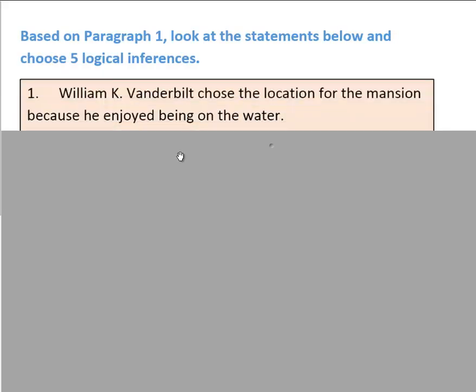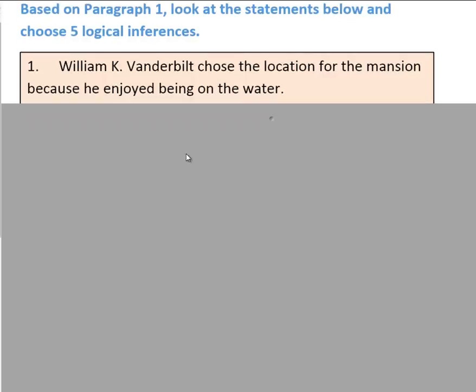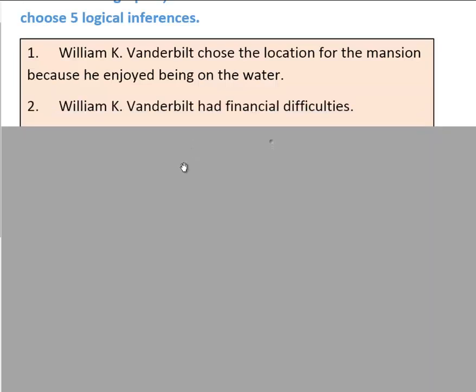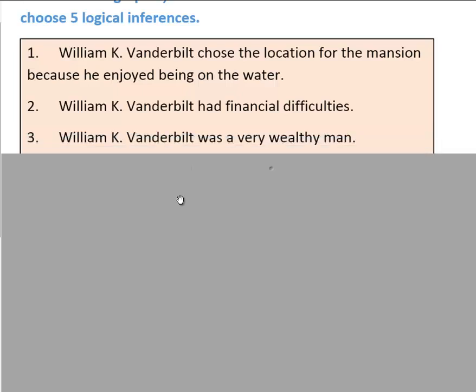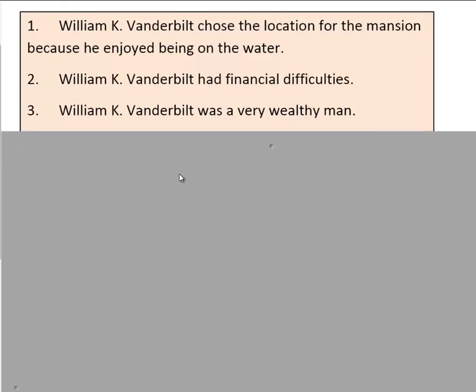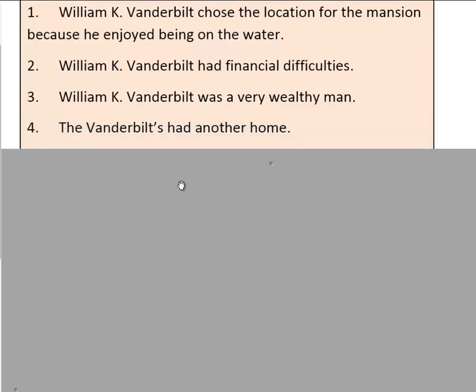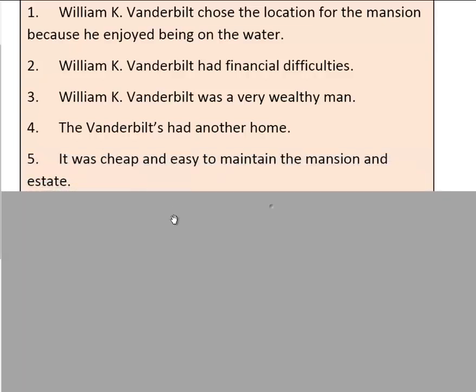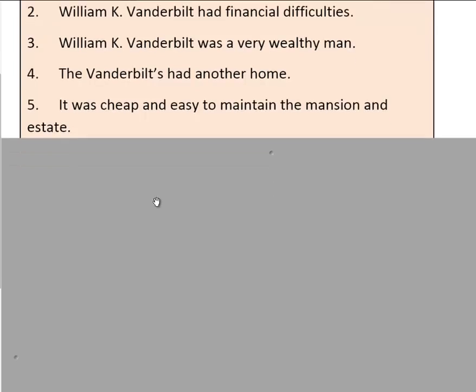Statement number 1 says, William K. Vanderbilt chose the location for the mansion because he enjoyed being on the water. Statement number 2. William K. Vanderbilt had financial difficulties. Number 3. William K. Vanderbilt was a very wealthy man. Number 4. The Vanderbilts had another home. Number 5. It was cheap and easy to maintain the mansion and estate.